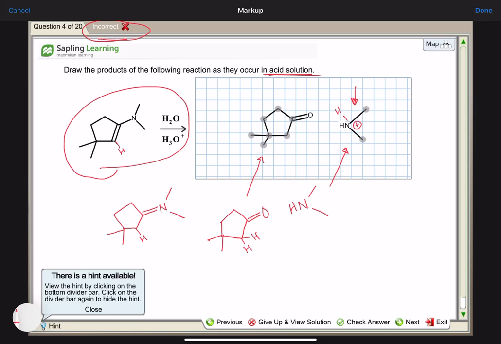In this case, 2 hydrogens and a positive charge. This is the correct structure of the amine, and this is correct as well. You have several of these, I want to say maybe 4 problems like this, where it's asking you to draw the products of these reactions in acidic solution. Make sure that you are always protonating your nitrogen and putting a positive formal charge on it. That's what Sapling wants from you.